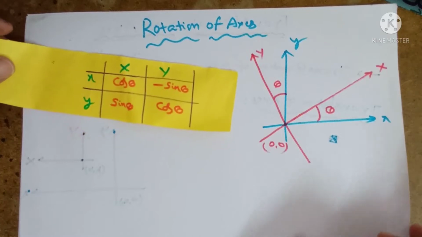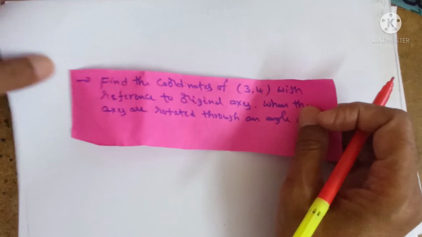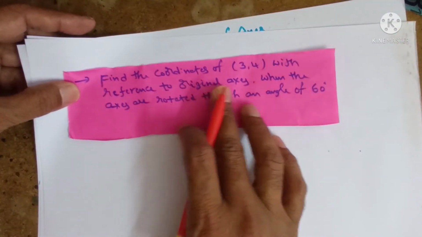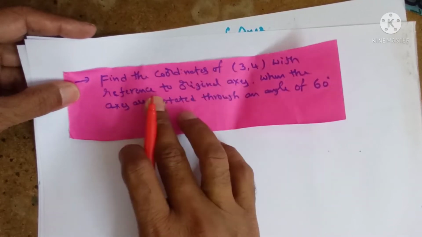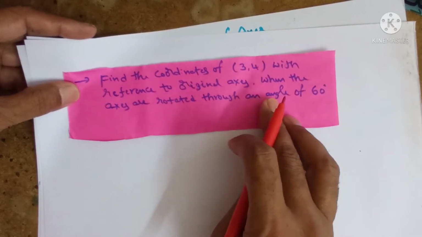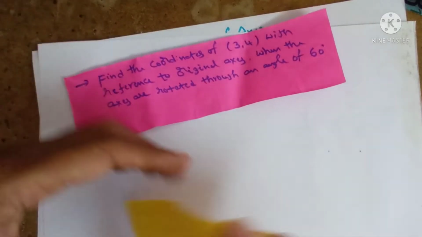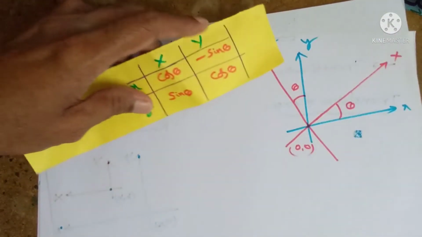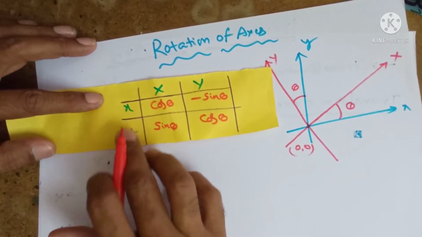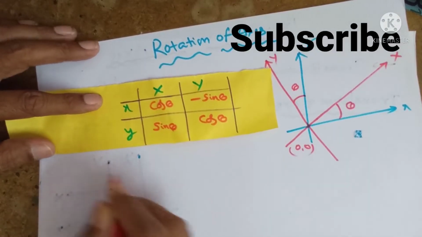Now I am going to explain one important problem. Find the coordinates of (3, 4) with reference to the original axis when the axes are rotated through an angle of 60 degrees. First of all, as I said just now, from this we have to find the small x value and small y value, and capital X value and capital Y value. How can we find?